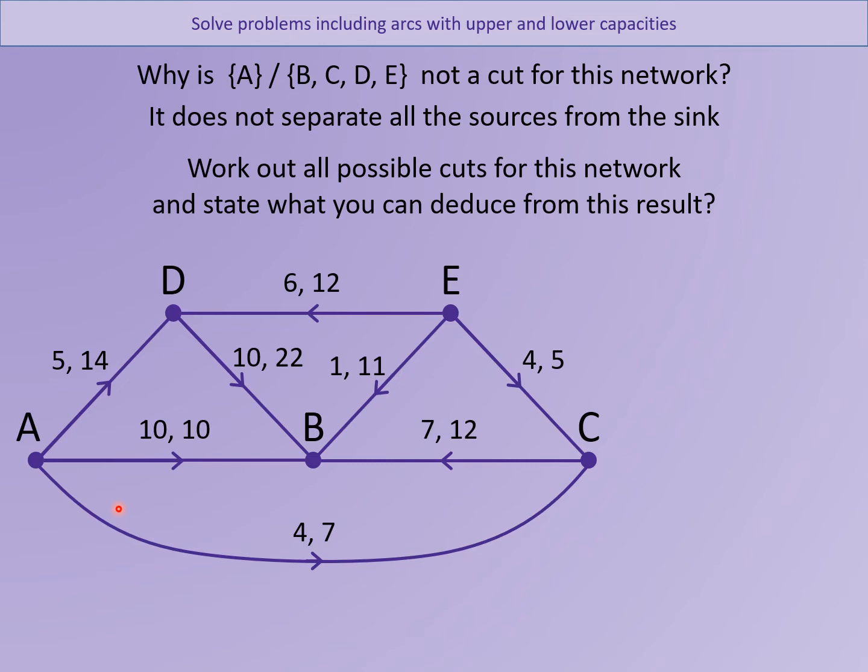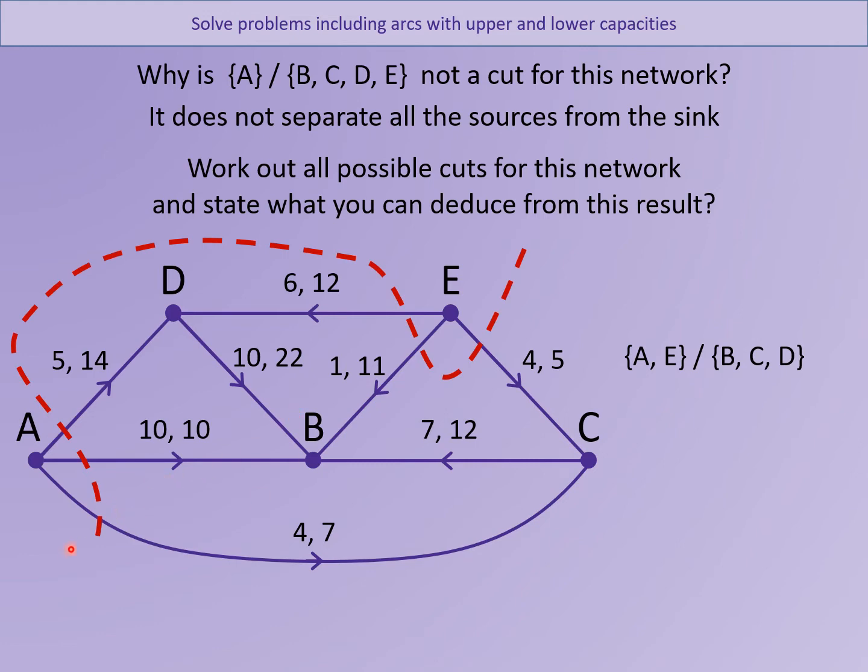Okay, so let's see which ones you got then. So the AE one. If you've got the AE, we've got flows from source to sink, source to sink, source to sink. So that's just going to be 14 plus 10 plus 7, plus the 12, plus 11, plus the 5. No backflows there, nothing flowing from sink to source. So we just need to add them all up. And well done if you got 59.